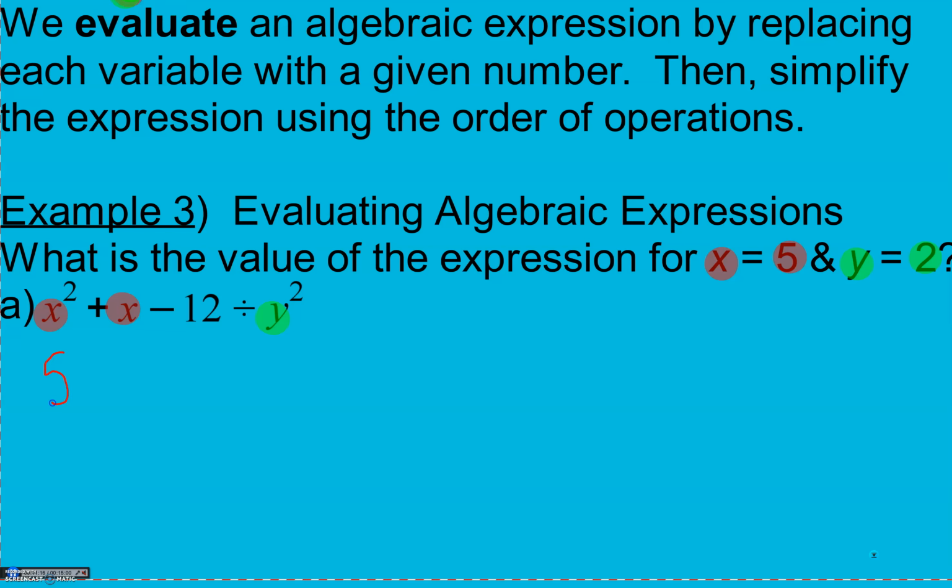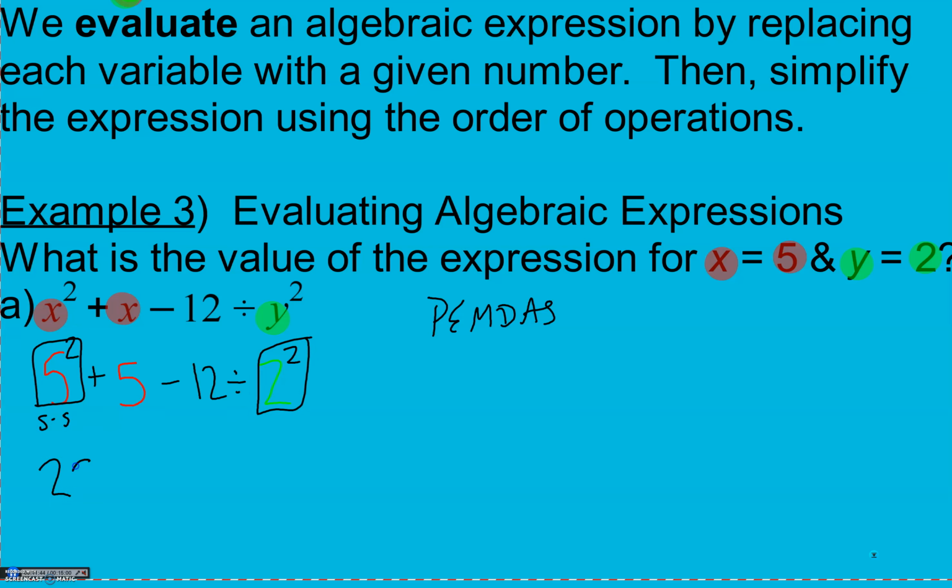So again, x is 5, y is 2, and the rest of the problem comes down just like it's written. I just substituted in what we knew those values to be. Now I'm going to simplify this using PEMDAS. I have no parentheses, but I do have exponents, 2 sets. 5 times 5 gives me 25, and 2 times 2 gives me 4. Bring down the rest of our problem.